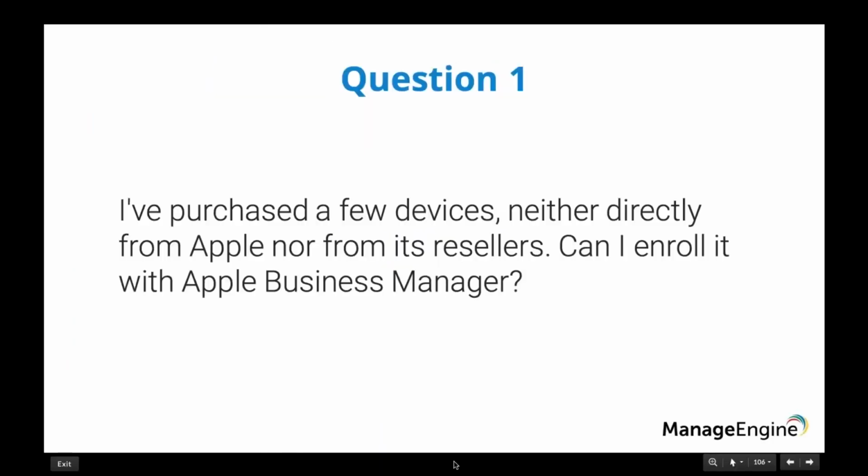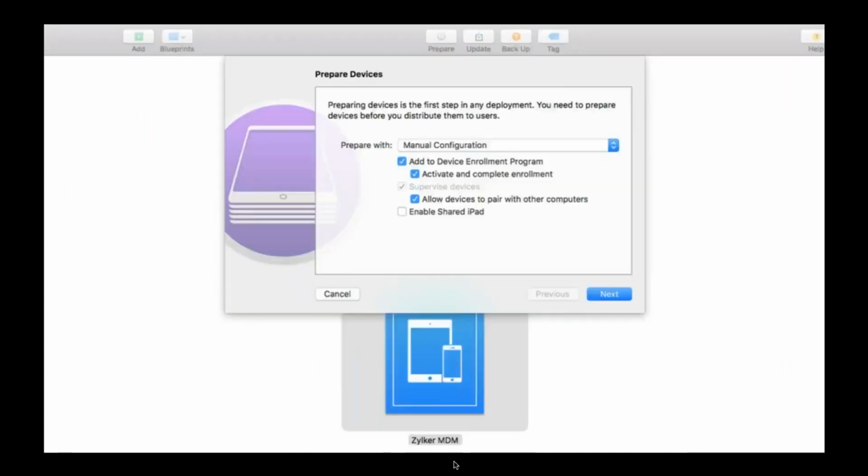Question 1: I have purchased a few devices neither directly from Apple nor from its resellers. Can I enroll them with Apple Business Manager? Well, Apple recently provided a workaround for this. Starting from iOS 11.0, you can use Apple Configurator itself. Remember the part when we were preparing the device? Here you have the ability to add the device to a device enrollment program, which is nothing but your Apple Business Manager services. If you choose that option, your devices will be added to your ABM account itself.